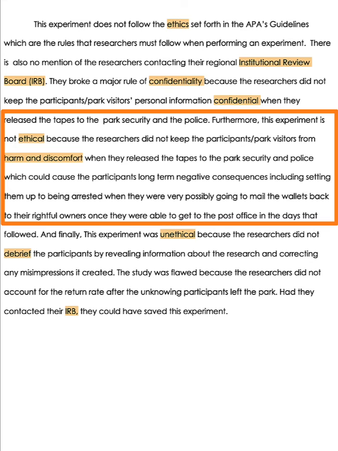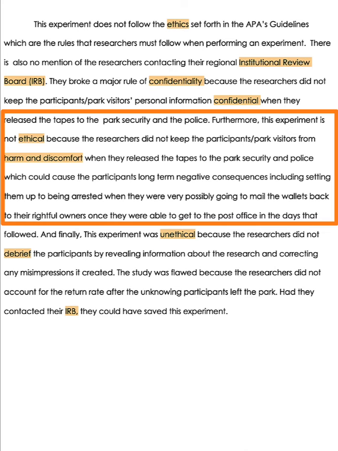Furthermore, this experiment is not ethical because the researchers did not keep the participant or park visitors from harm or discomfort when they released the tapes to the park security and police department, because of the participants' long-term negative consequences, including setting them up for being arrested when they were possibly going to mail the wallets back to their rightful owners once they were able to get to the post office in the days that followed.